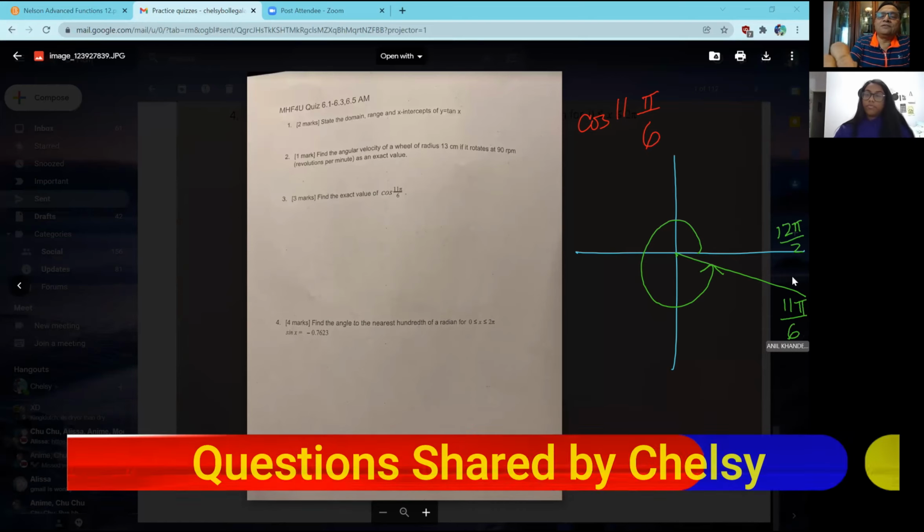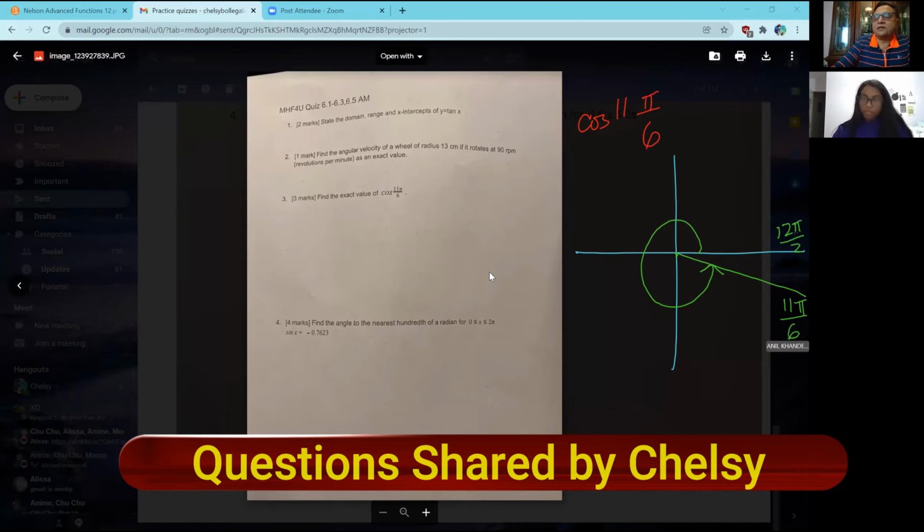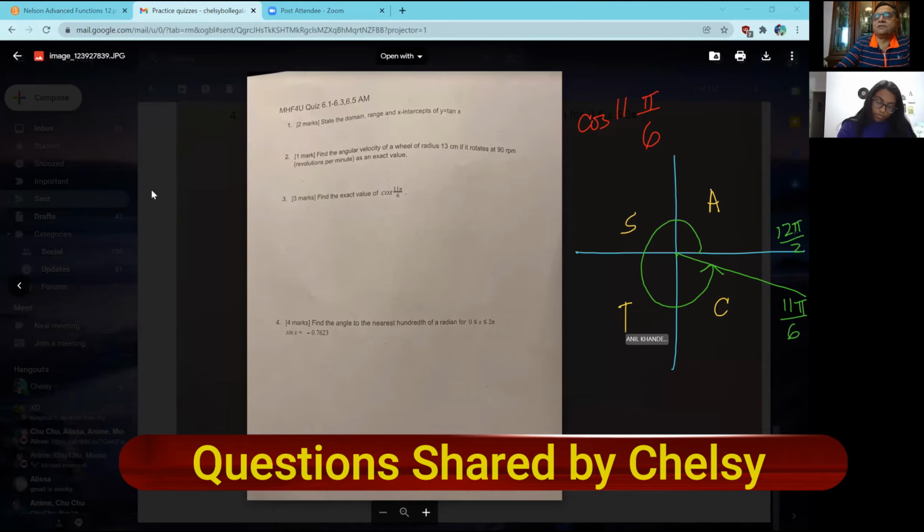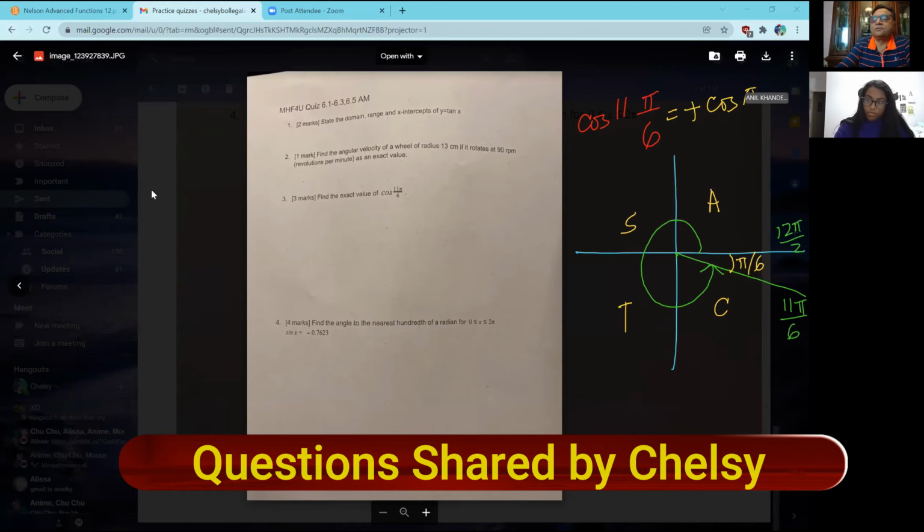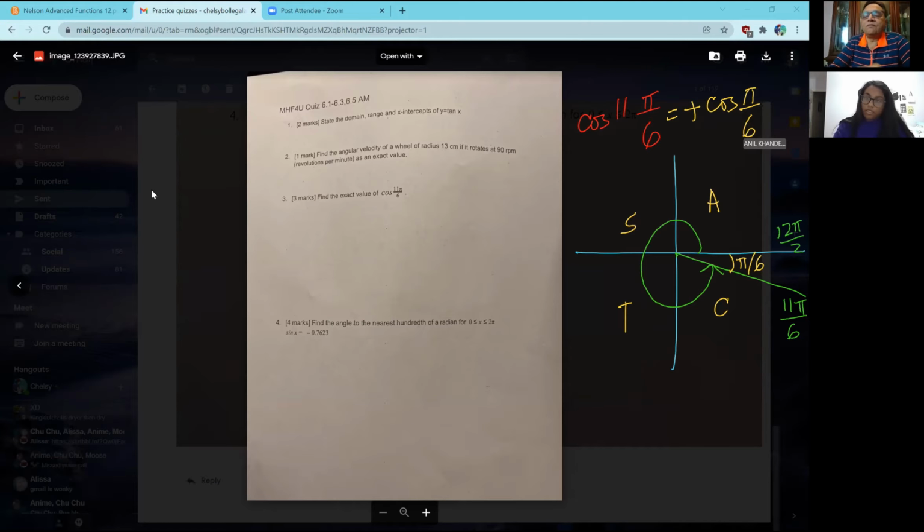And this is 11 pi by 6. You are in quadrant 4. So if you apply the cos rule, we know we have a positive value. So this is positive, correct? Now, since the acute angle here is pi by 6, we could write this as equal to cos of pi by 6. Is that clear to you?